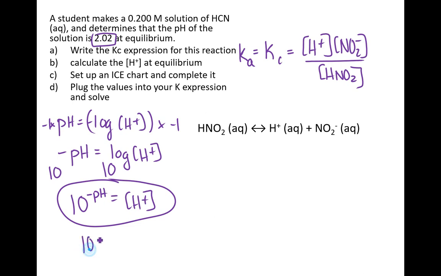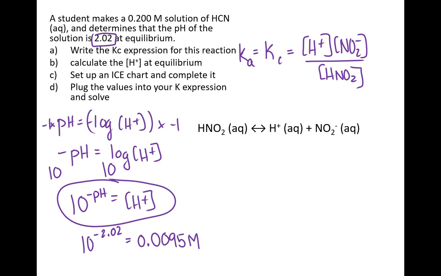So in this problem, 10 to the minus 2.02, stop and plug that into your calculator. You can use the little caret symbol there. You end up getting 0.0095. Turns out this number will only have 2 sig figs in it. We'll talk more about sig fig rules later.